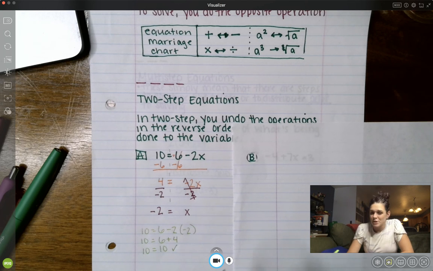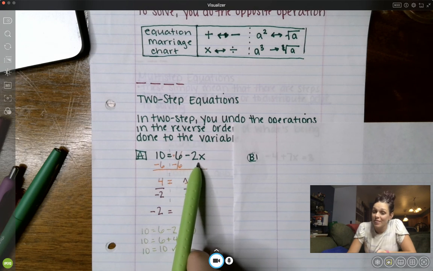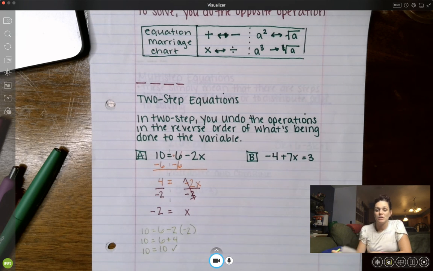Okay. So again, you're reversing it. So again, you're getting rid of what's not touching first. Then you're getting rid of what is touching. All right, so let's go ahead on to our next problem.